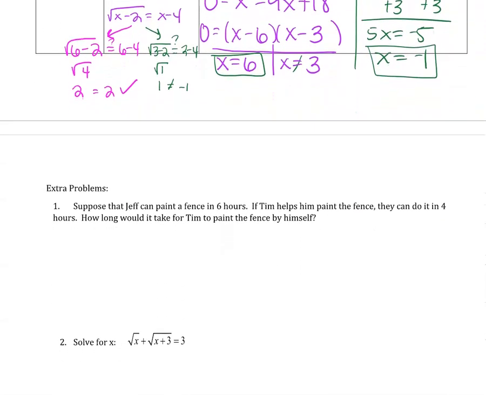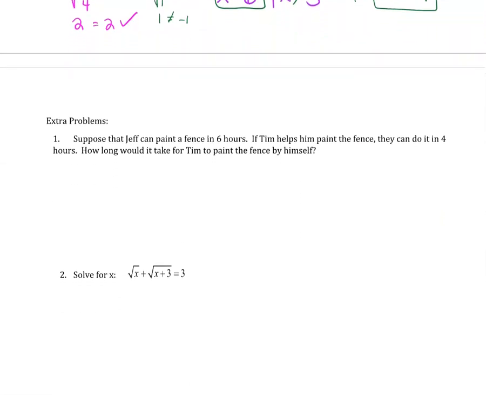All right, extra problems that we talked about. Working together problems. Suppose that Jeff can paint a fence in 6 hours. If Tim helps him paint the fence, they can do it in 4 hours. How long would it take for Tim to paint the fence by himself?